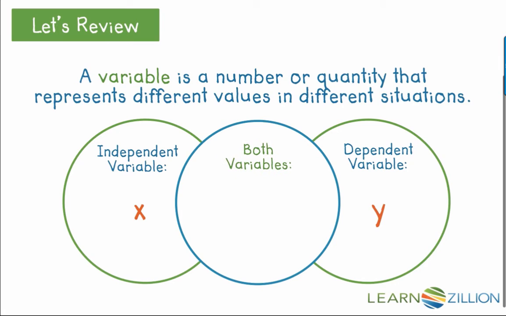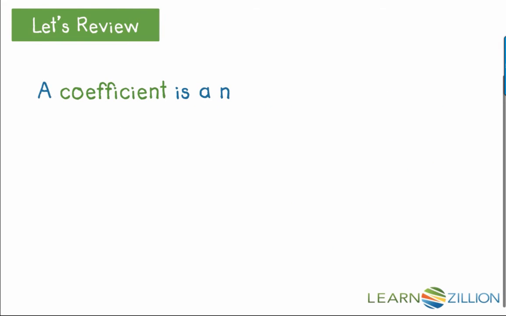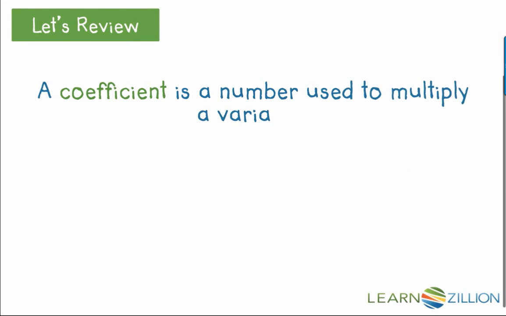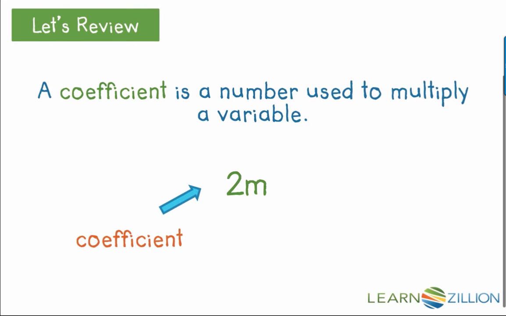However, sometimes other letters are used to represent each variable, like h, n, or s. A coefficient is a number used to multiply a variable. In this example, 2m, the coefficient is 2, and the variable is m. This means I multiply the value the variable is worth by 2.